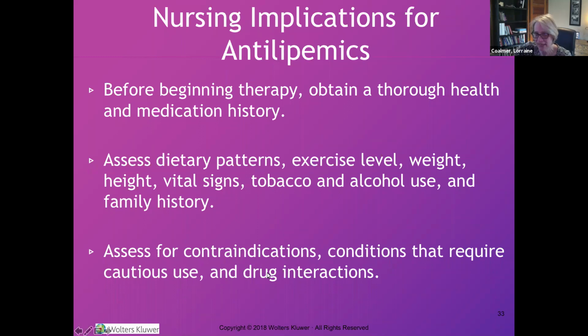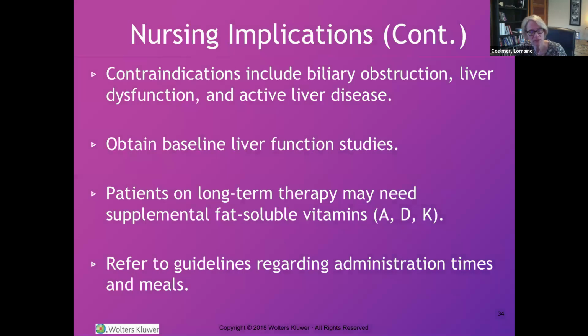Really paying attention to those things. Drugs are great, but they could also cause many, many, many unwanted effects. Contraindication, like especially with the med that my mother-in-law was on, the bile acid sequestrant can cause obstruction. These can elevate your liver enzymes. They can put them in active liver failure. You want to make sure you're looking at AST and ALT. That's your liver function studies.